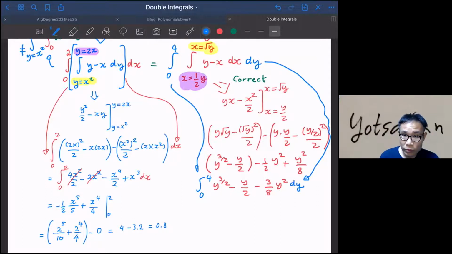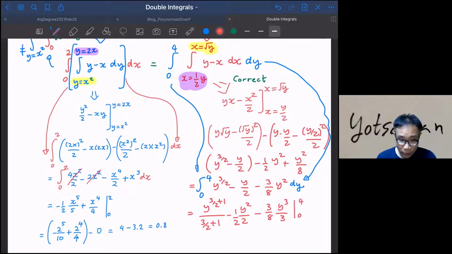So it's going to be integral 0 to 4 dy. For this one, you integrate y to the 3/2, so you get y to the 3/2 plus 1 over 3/2 plus 1, minus y squared over 2 times 1/2, and you have 3/8 y to the third over 3, from 0 to 4, and you're just going to get rid of 3 and 3.